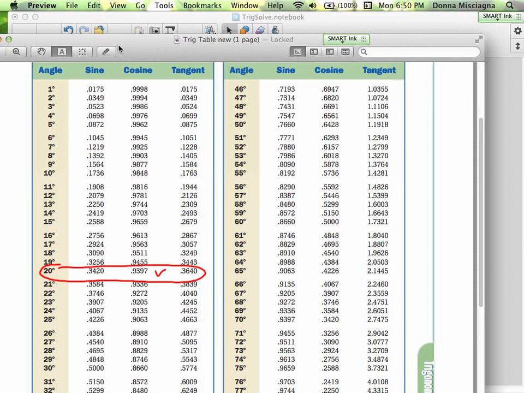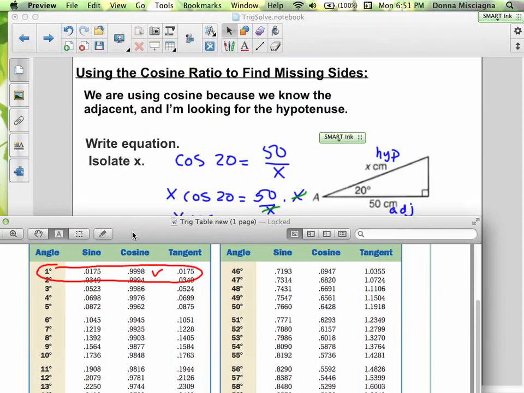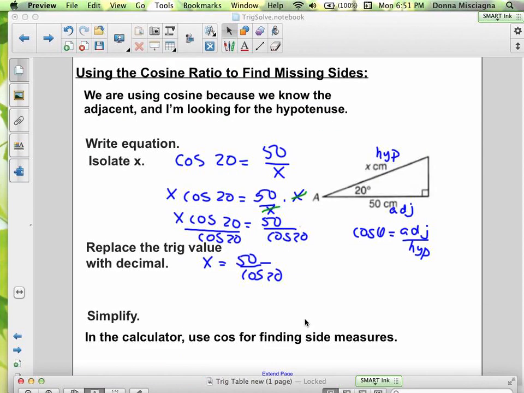So notice that's a pretty big decimal. And that's because we use the adjacent side, right? So the angle opposite that side would be a 70-degree angle. So that's a pretty big angle. And that's why you got such a big cosine ratio there. All right, so we'll replace that cosine 20 with 0.9397.